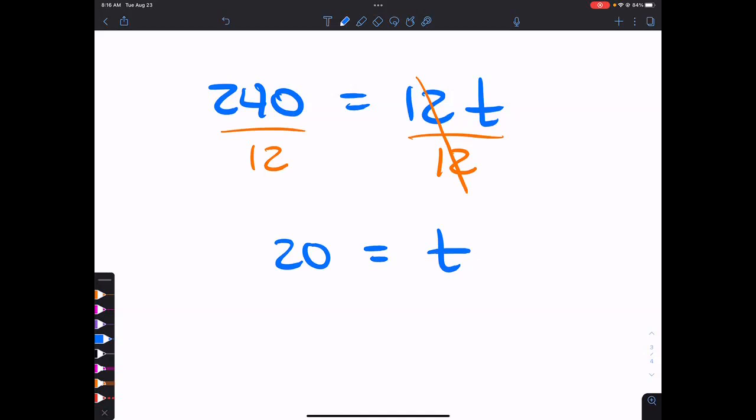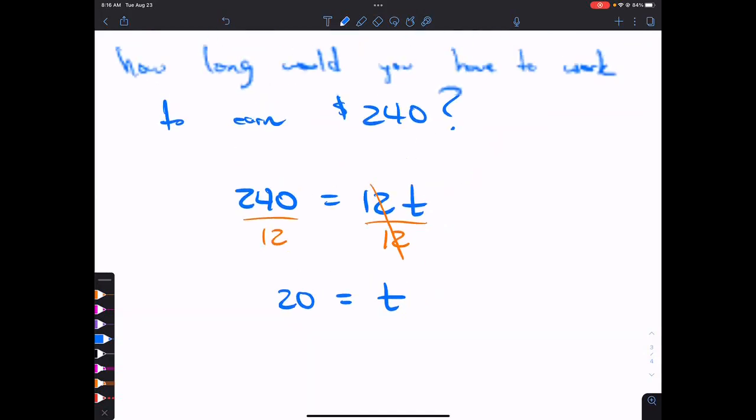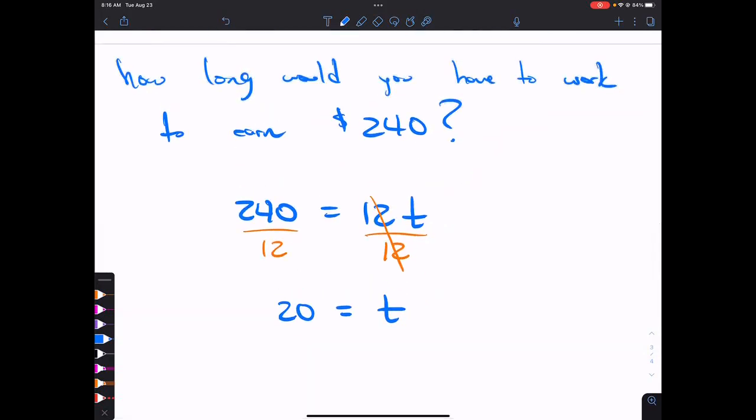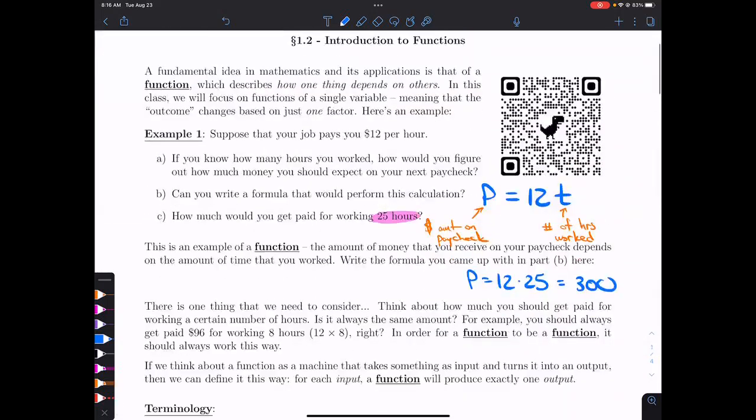Right? Okay, so to answer the question, you would need to work 20 hours in order to earn $240, right? Everybody cool with that? Okay. We feel comfortable with this. This isn't totally outside the box, hopefully. Okay, great.